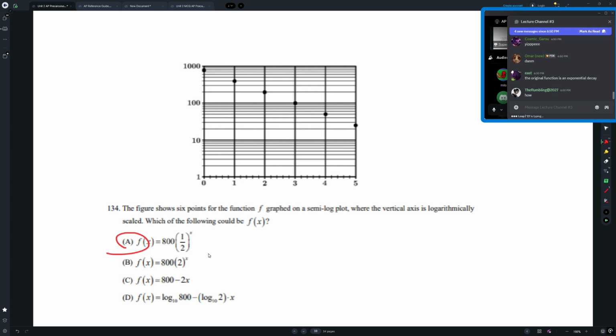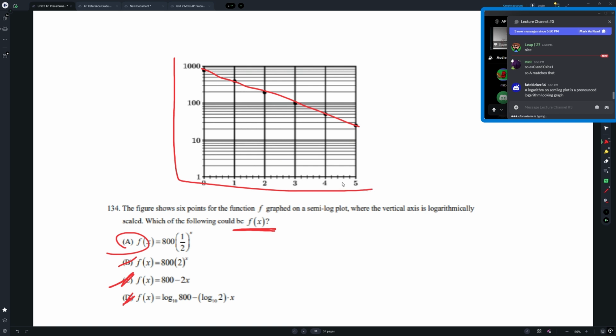It's A because the original function is an exponential decay because our slope is decreasing. And it says what's the function of f of x, not the semi-log plot. So yeah, because it's decreasing. And it can't be this because that means it would be increasing. This would look weird on a semi-log plot. And I will be going over how to graph semi-log plots in Desmos tomorrow.